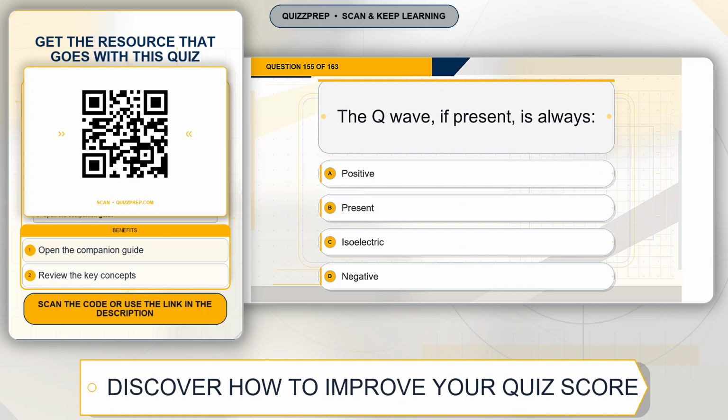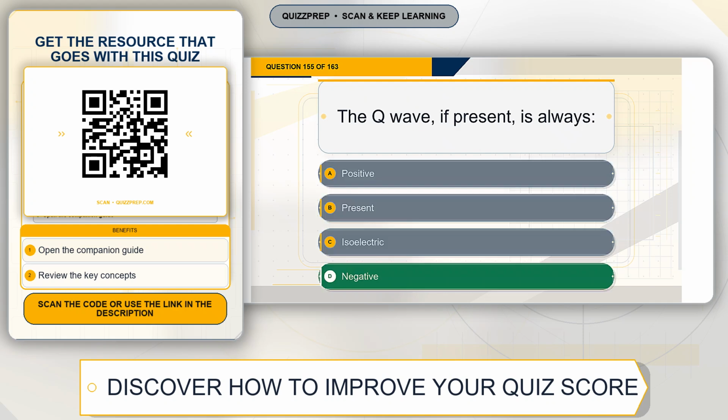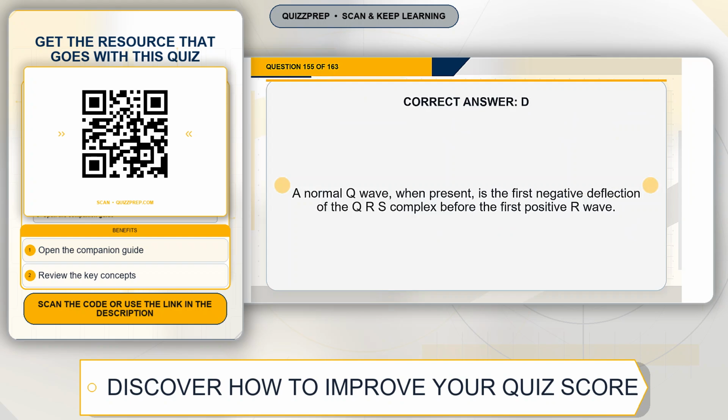Question 155. The Q wave, if present, is always option A, positive, option B, present, option C, isoelectric, option D, negative. The correct answer is option D, negative. Explanation. A normal Q wave, when present, is the first negative deflection of the QRS complex before the first positive R wave.